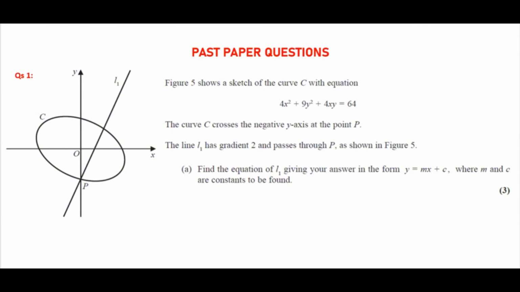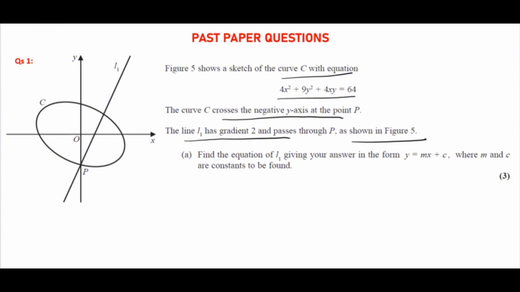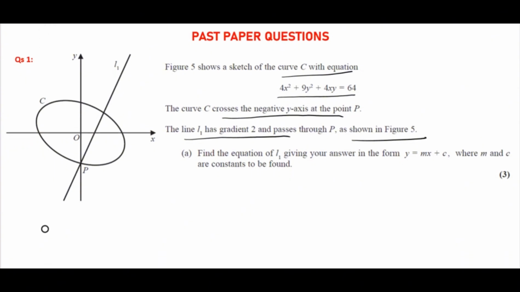Let's move to past paper questions. Figure 5 shows a sketch of a curve with equation 4x squared plus 9y squared plus 4xy is equal to 64. The curve crosses the negative y-axis at the point P, as you can see here in the diagram, and the line L1 has gradient 2 and passes through P as shown in the figure. Part A, find the equation of L1 giving your answer in the form y is equal to mx plus c.